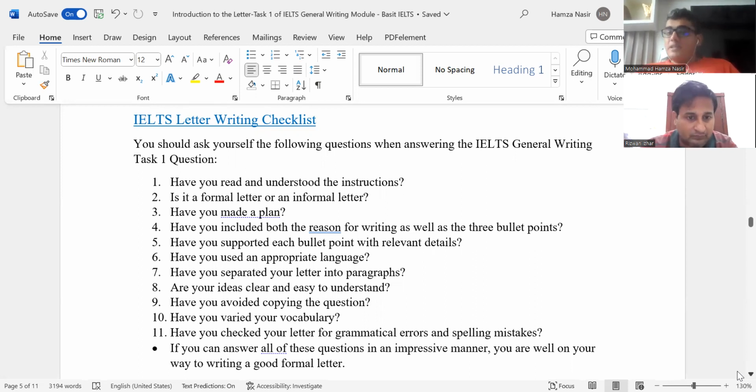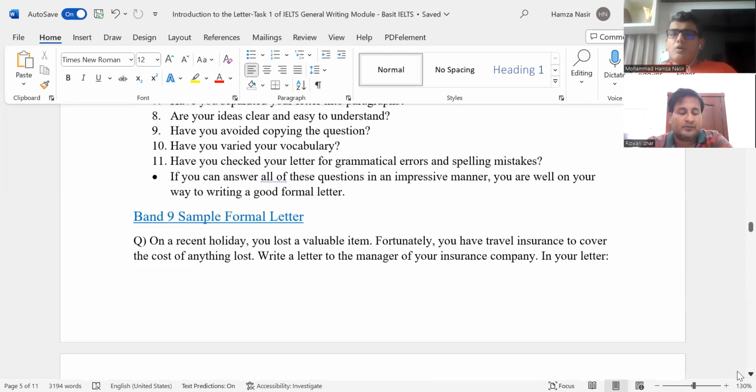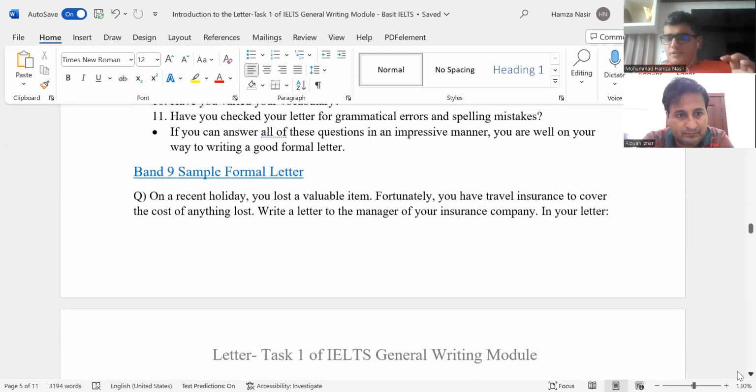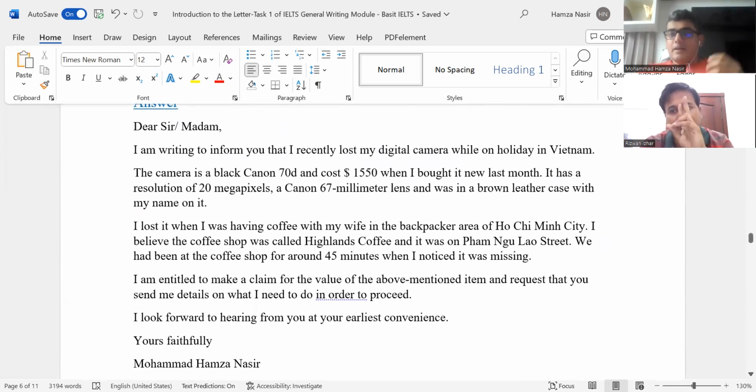Have you avoided copying the question? Yes, you need to paraphrase it. Have you varied your vocabulary? Have you checked your letter for grammatical errors and spelling mistakes? If you can answer all of these questions in an impressive manner, ये आपकी checklist होनी चाहिए जो आपको mentally अपने mind में process करनी पड़ती है, right? So if you can answer all of these questions in an impressive manner, you are well on your way to writing a good formal letter, okay? So उसके बाद, so far so good, right? That being said and done, go ahead, Usman.